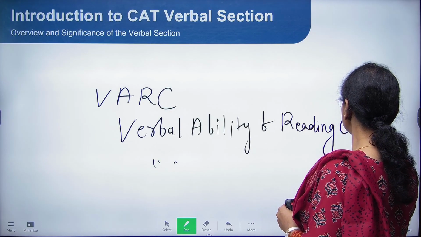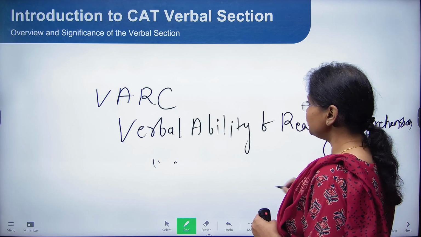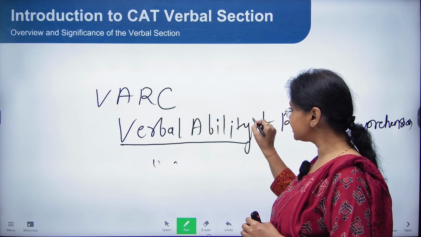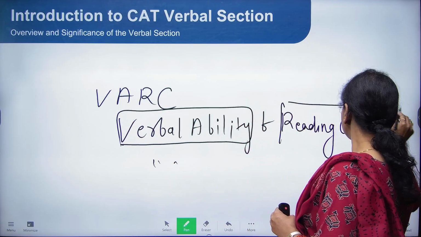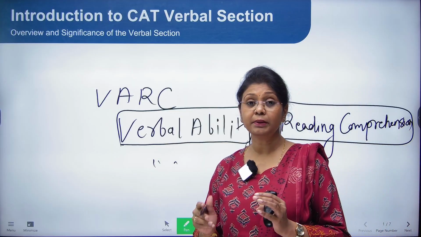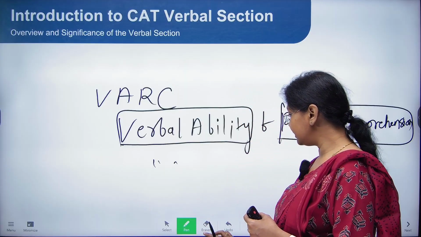As you can see here, there are two parts that you need to understand. You will be dealing with one part which is verbal ability, and the second part of course is reading comprehension. We will be going into the details of this section. Let us go further and deal with it.